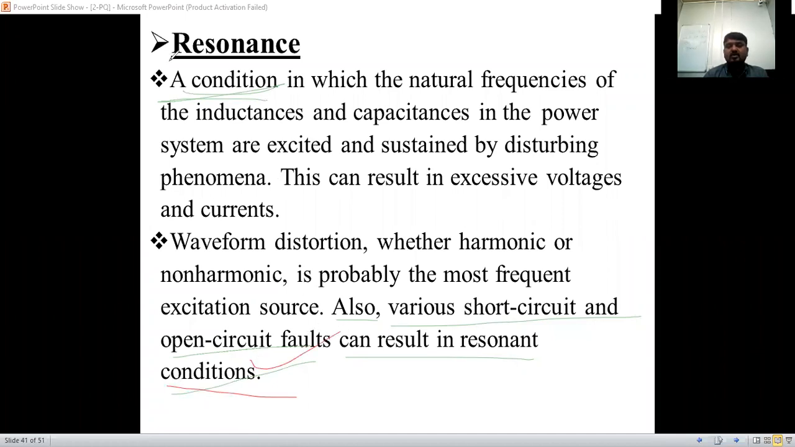So this is the concept of resonance. If the resonance occurs in a parallel circuit, we call that parallel resonance. If it occurs in a series RLC circuit, we call that series resonance. So there are mainly two types of resonance: one is parallel resonance, and the other is series resonance.